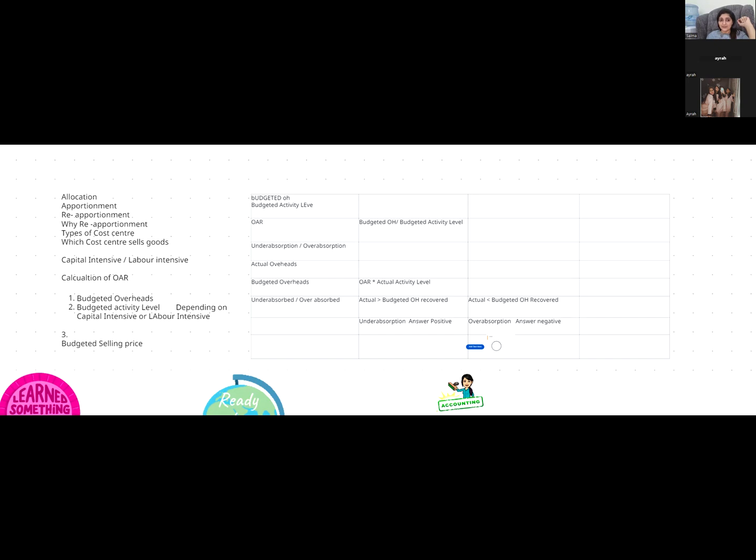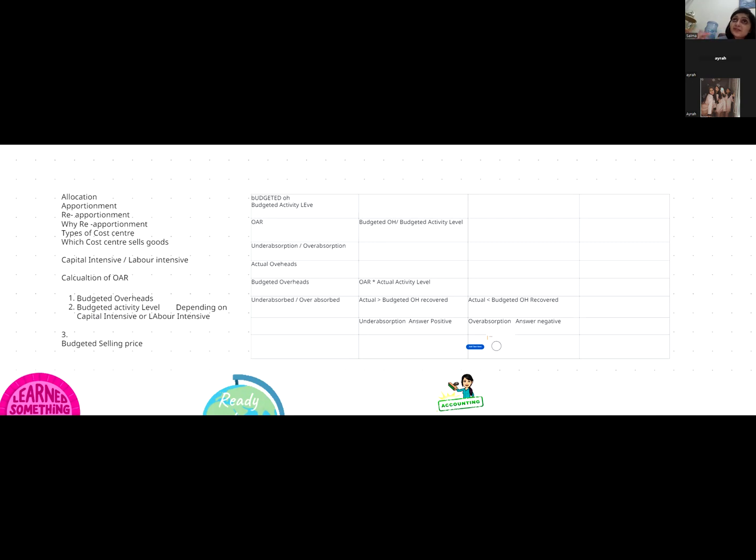I'm giving you time, please write it. Over absorption is when you recover more than your budgeted overheads, and under absorption is when you recover less.